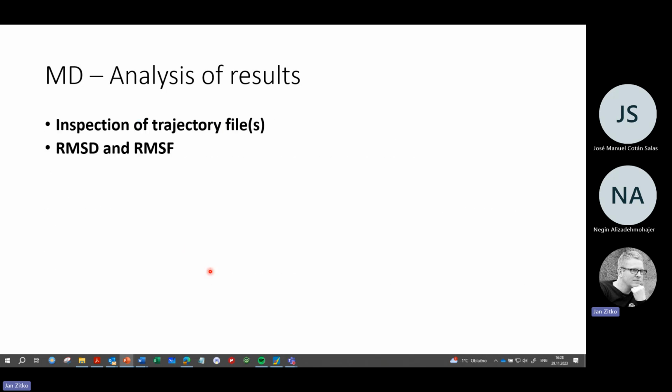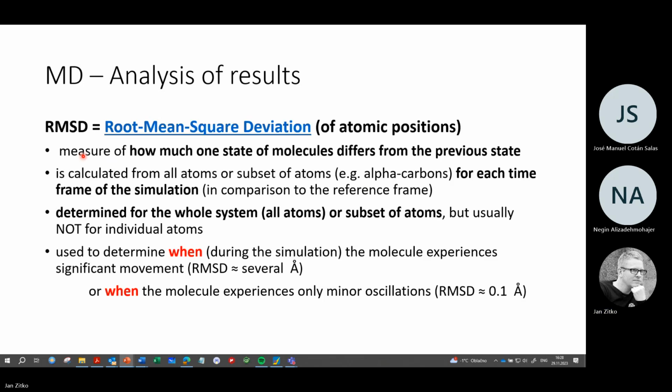More general terms which are used for the analysis are RMSD and RMSF, and it's important to understand the difference between them. So let's first talk about RMSD. RMSD means root mean square deviation of atomic position. So we already had this parameter in the equilibration stage. RMSD is a way to measure how one state of the molecule, meaning one frame, differs from the previous state, previous frame.